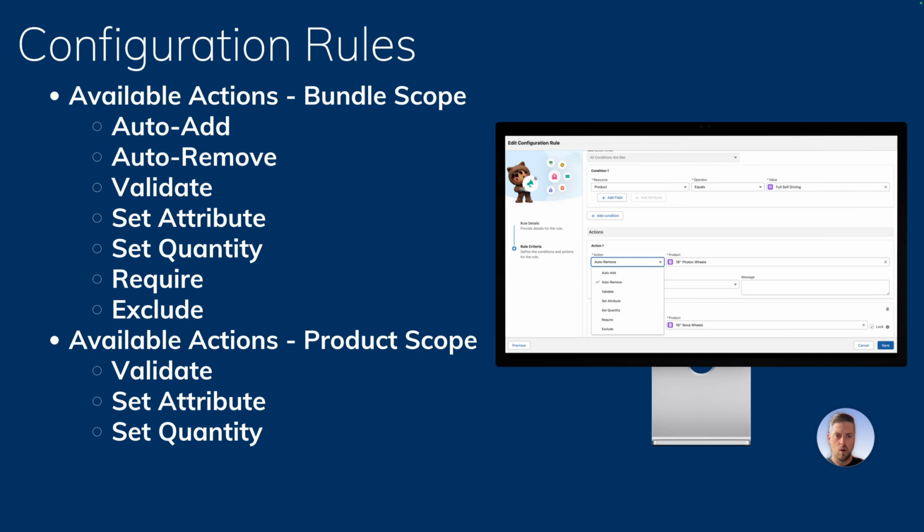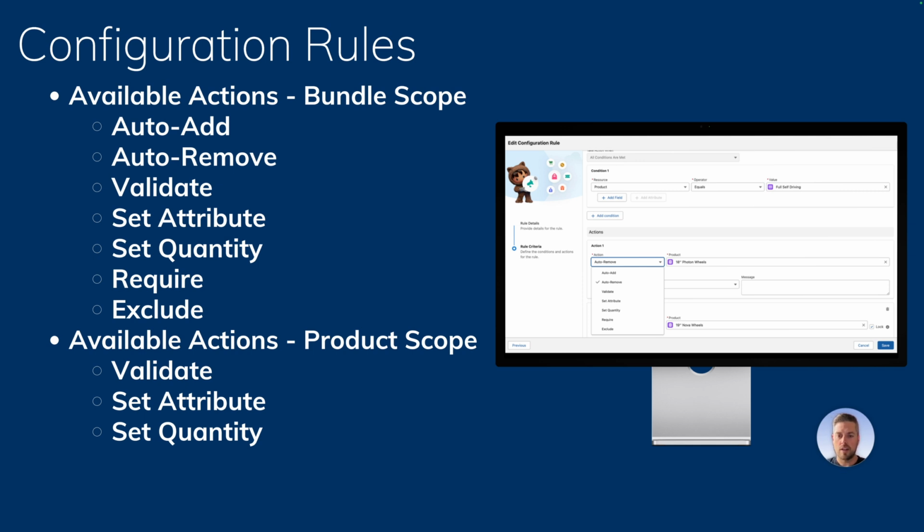Configuration rules are rules that you can apply to either bundles or products within the transaction line editor. You'll have a couple different actions that are available. So if what you're targeting is the bundle, you can either auto add products, auto remove, you can validate, you can set attribute values, set the quantity of separate products, you can require products or exclude products, depending on the type of action you're going to select within your configuration rule.